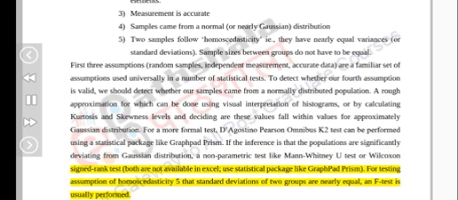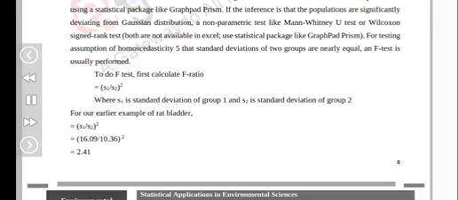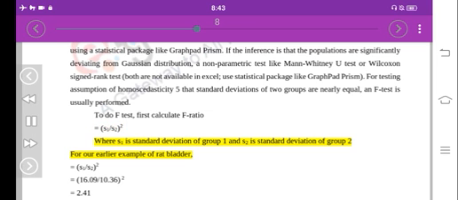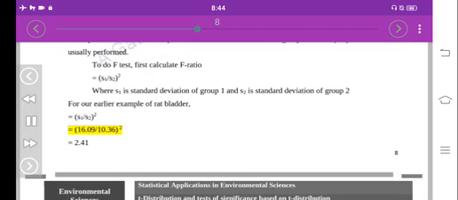For testing the assumption of homoscedasticity, 5, that the standard deviations of two groups are nearly equal, an F-test is usually performed. To do an F-test, first calculate the F ratio, equals S1 squared over S2 squared, where S1 is the standard deviation of group 1 and S2 is the standard deviation of group 2. For our earlier example of rat bladder, F equals S1 squared over S2 squared, equals 16.09 squared over 10.36 squared, equals 2.41.